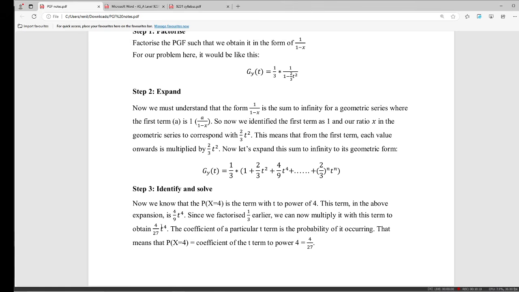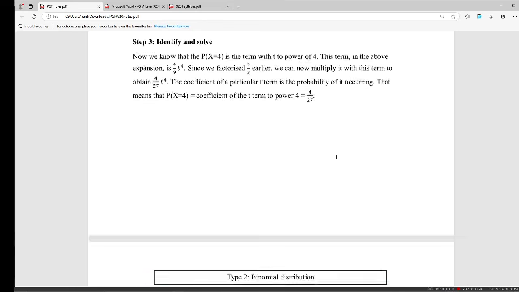And since the probability is directly affiliated with our coefficient, t to the power 4, which means x equals 4, the probability would be 4 by 27. Therefore, you have your probability. It may sound complex, but with enough practice, it's easily doable.